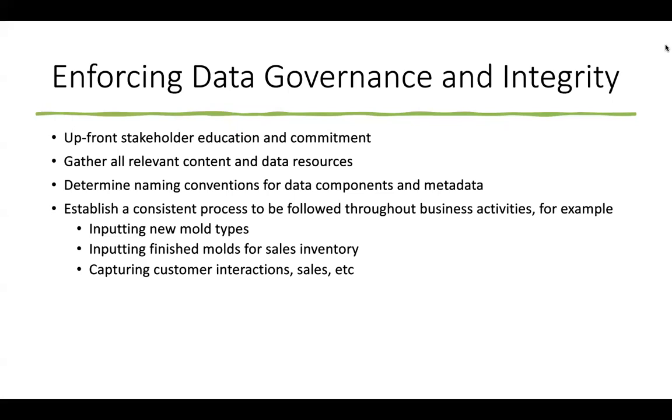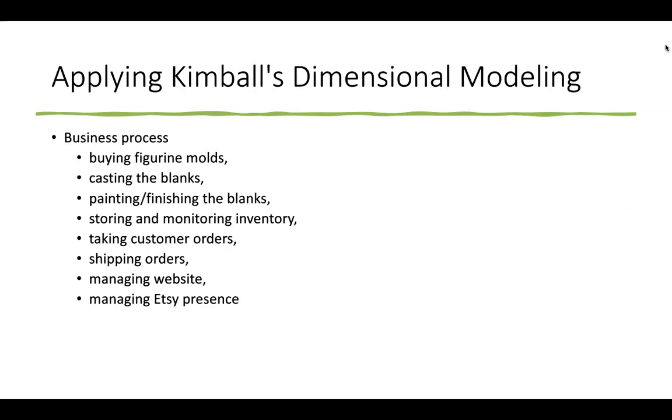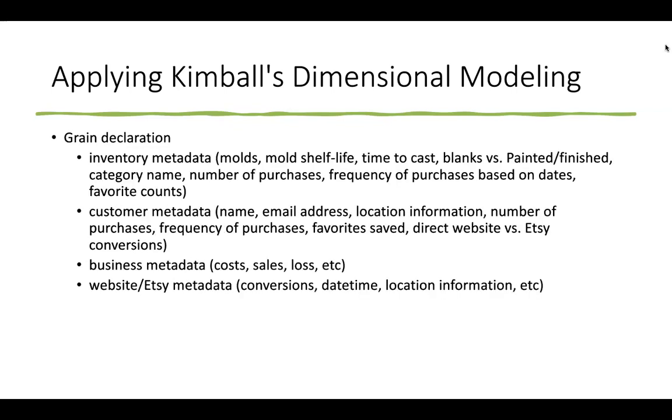So, whether they're getting new molds, or they're finishing the castings that are made from the molds for sales, and even the customer interactions. So some of the dimensional modeling that's presented in the book, these are some items that I thought would fall under each of these levels. So for the business process, taking the customer orders, shipping those orders, casting the blanks, buying the figurine molds themselves, managing the website, managing the Etsy presence, all of those are part of the process.